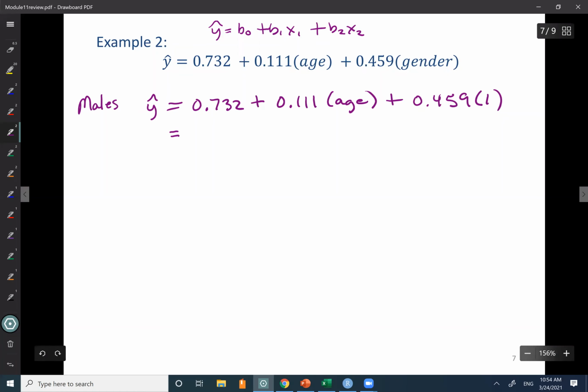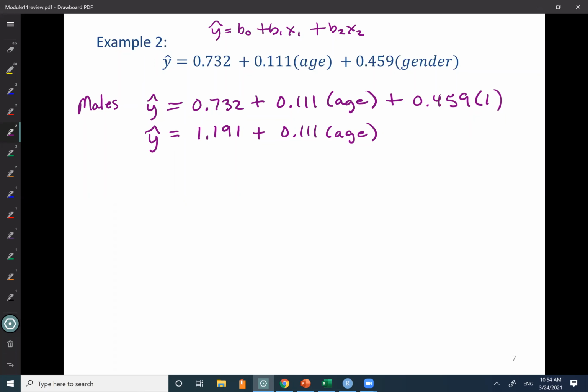That reduces down to an equation. If you work that all through, you end up getting, if you can verify this, 1.191 plus 0.111 times age. So it reduces to a line, right? If you just look at the males, our multiple regression equation ends up being just a line. It's not 3-dimensional, right? It's just going to have an intercept and a slope. The females, we can do the same thing, right?